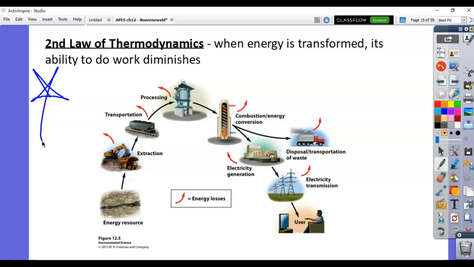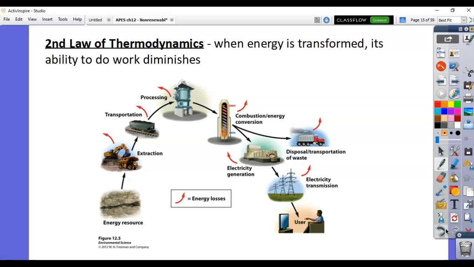If I have an energy source, and I have to use mechanical energy to extract it, and then I have to use more electricity to process it, and then I'm going to burn it, and then I'm going to use it to produce electricity. Every time we go through one of these arrows and we change energy from one form to another, we're losing energy. And remember, we lose energy as heat.